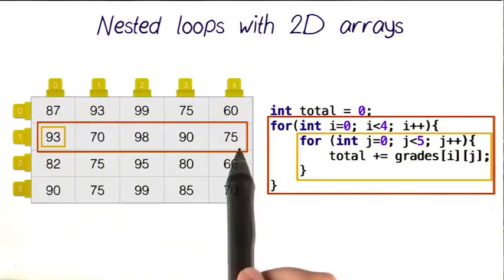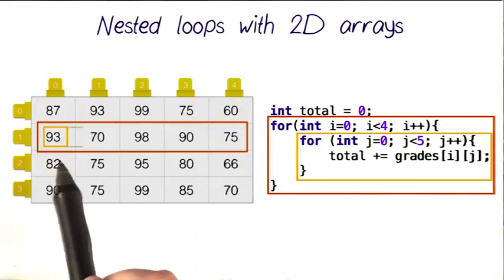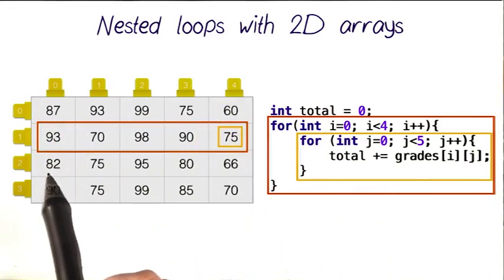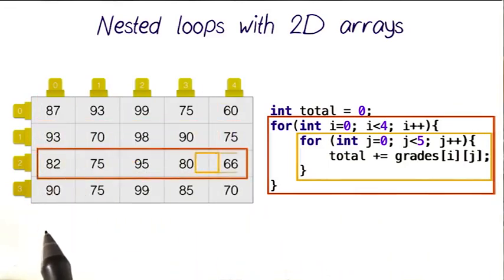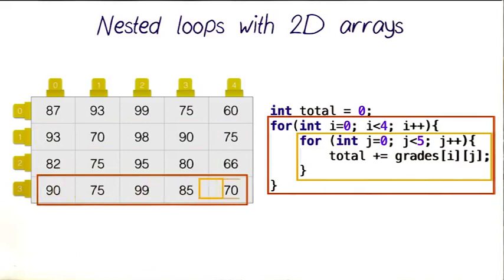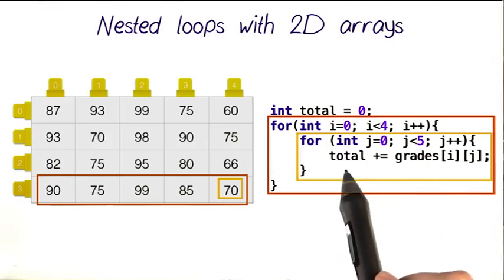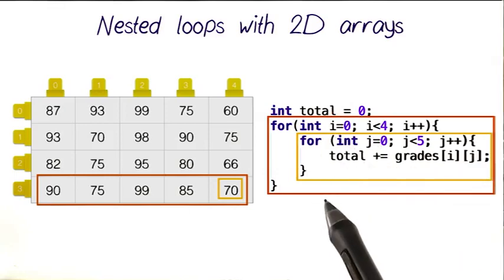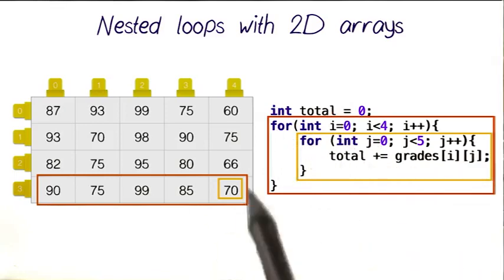the outer loop would make sure that we switch to the next row, and then the inner loop would go through every item in it again, and that way we can guarantee that by the end of the code we've seen every single item in the grid. And because every time we're adding the grades into our variable total, by the end of this nested loop configuration, total would have the sum of every single number in this two-dimensional array.